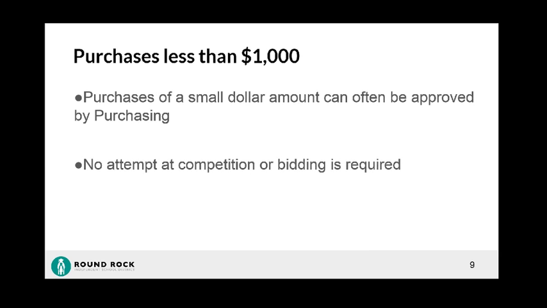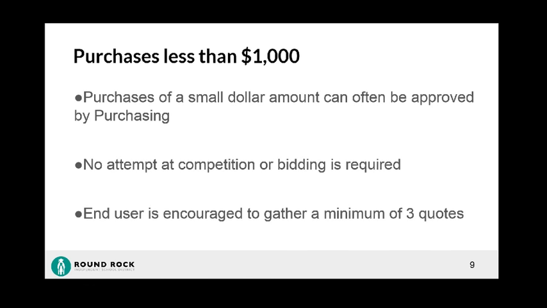For purchases less than $1,000, we don't require you to attempt competition, or no bidding process is required. However, the end user is encouraged to gather a minimum of 3 quotes. Here we're just asking that you spend your district funds the same way that you would spend your own money, in that a lot of you, I'm sure, would check around at least a minimum of 3 different places, 3 different stores, or 3 different websites, and check pricing. And that's really all that we ask that you do.